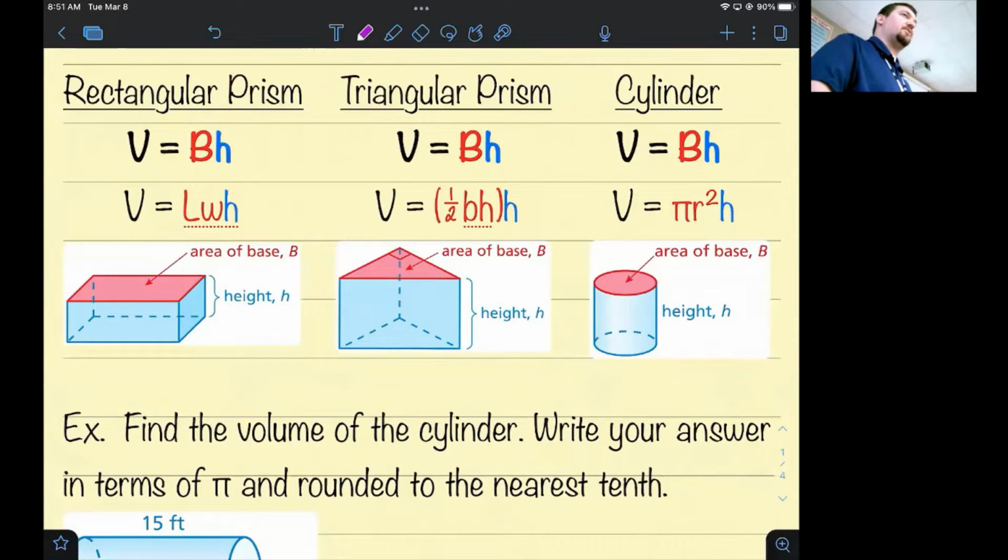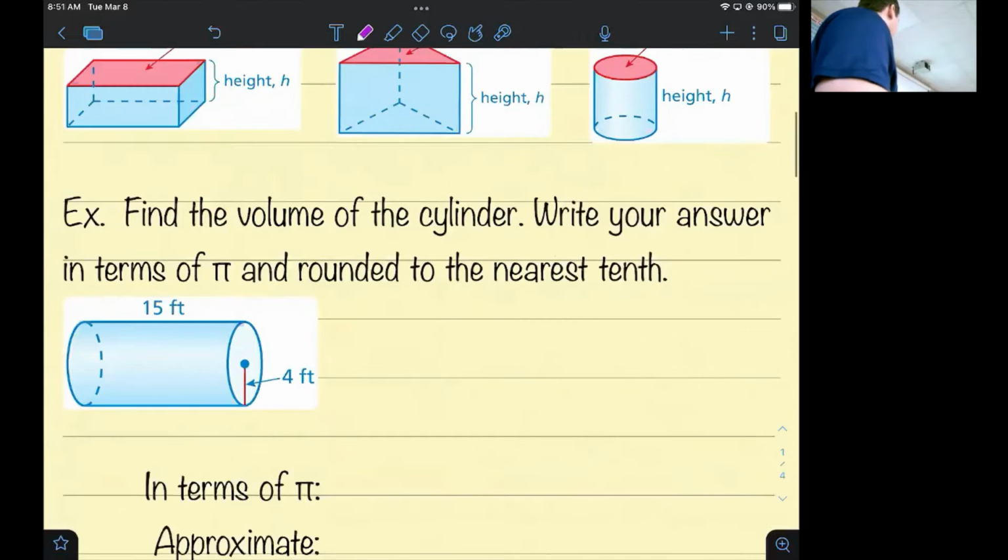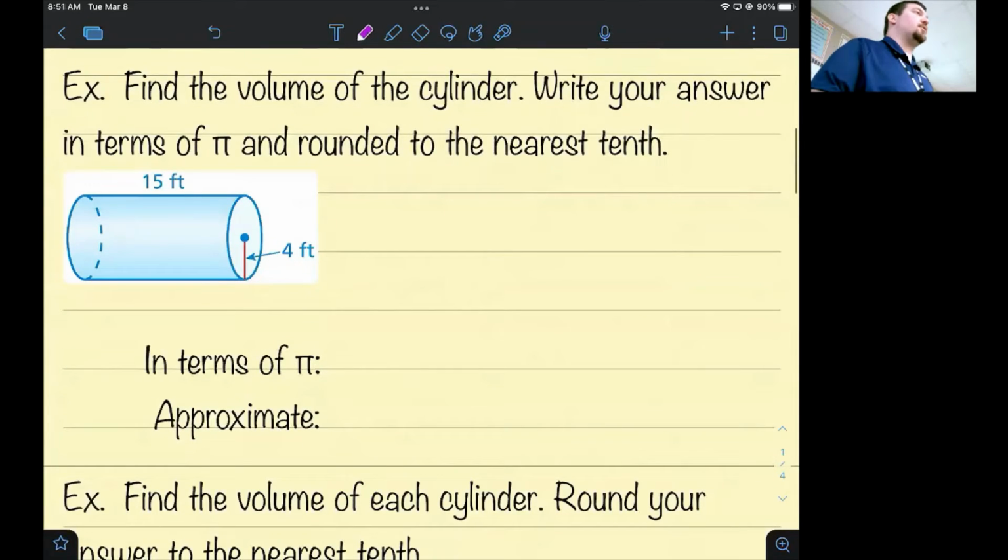Do you know how to find the area of a circle? Can you tell me what the height of a cylinder is? Then you can do the volume. In fact, you did way more than that when you were doing surface area. This will be pretty easy compared to surface area. Find the volume of the cylinder, write your answer in terms of pi, and round it to the nearest tenth.